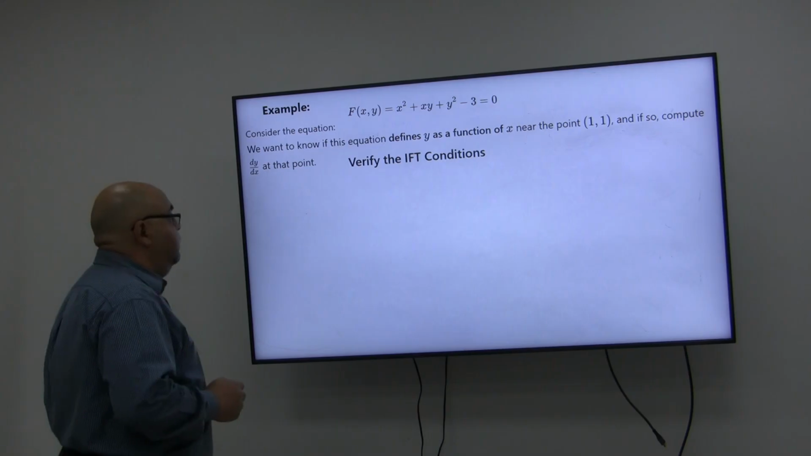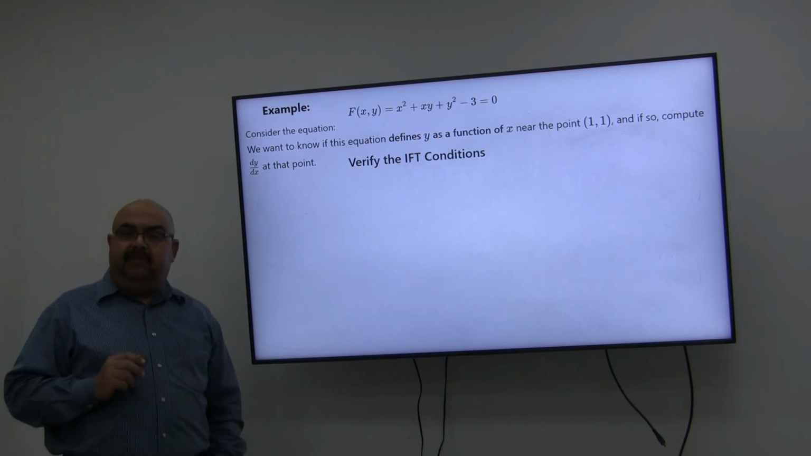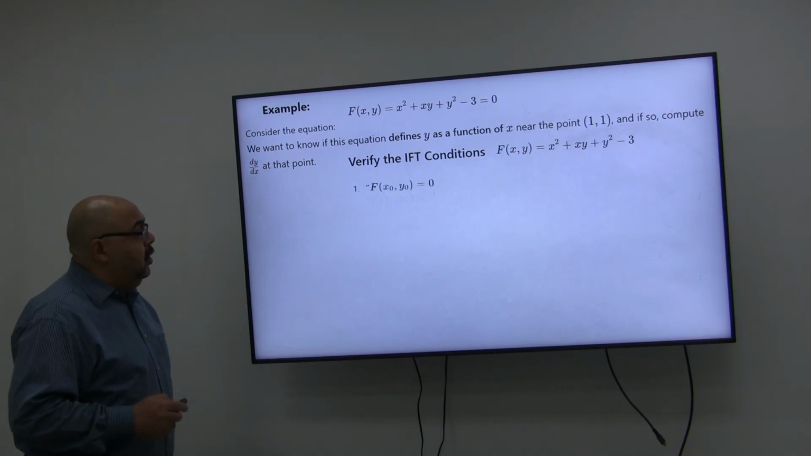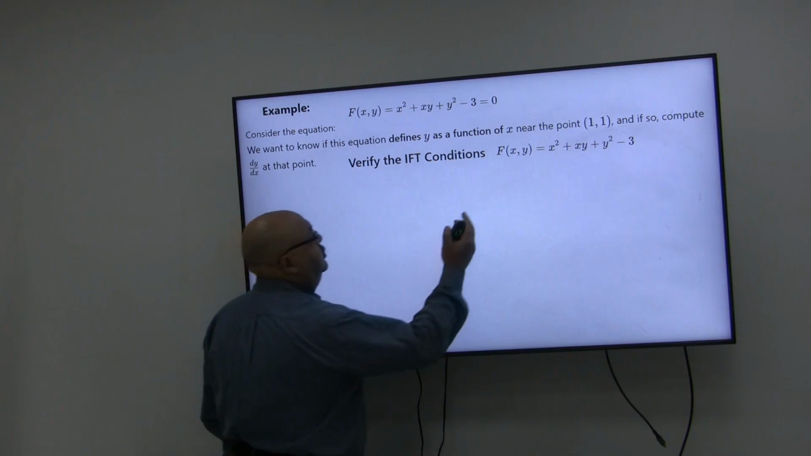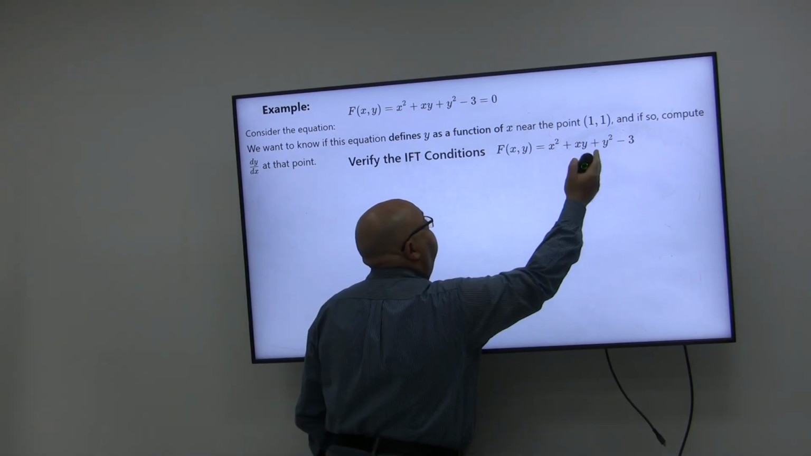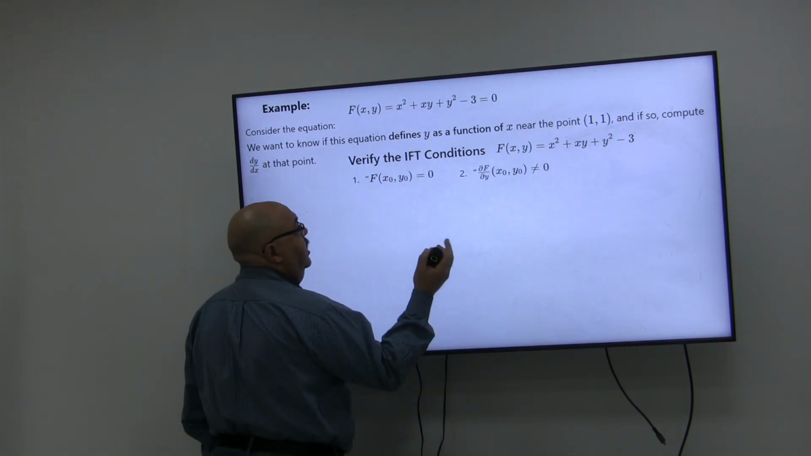The first step is to check the value of the function at the indicated point, which is (1, 1). So simply, all I have to do is make the substitution. It's going to be 1 to the power of 2 plus 1 minus 3. If you add those, it's going to be 3 minus 3, so it's going to be equal to 0.